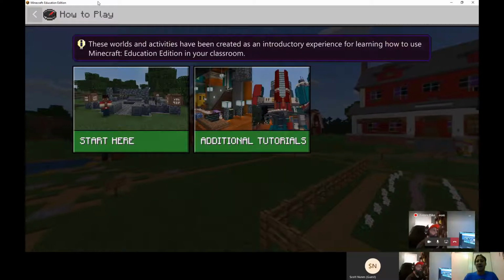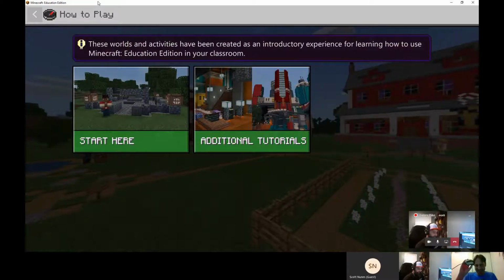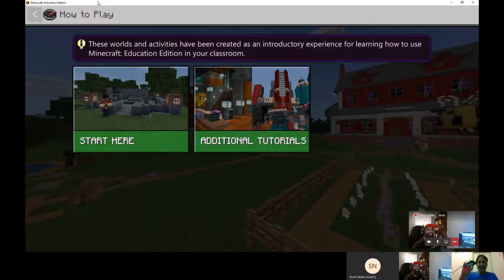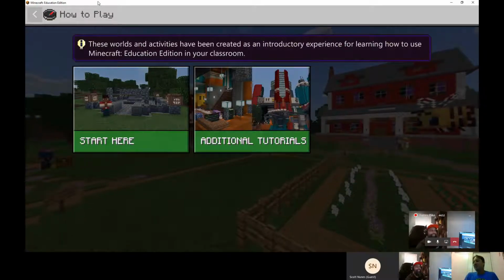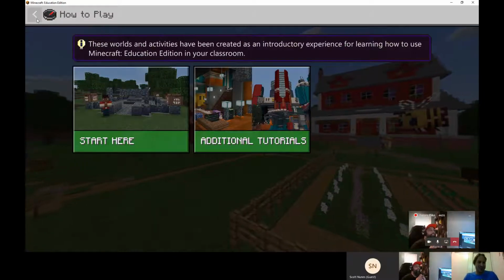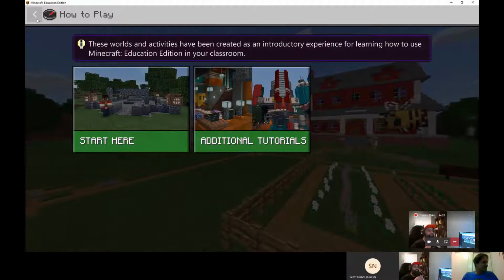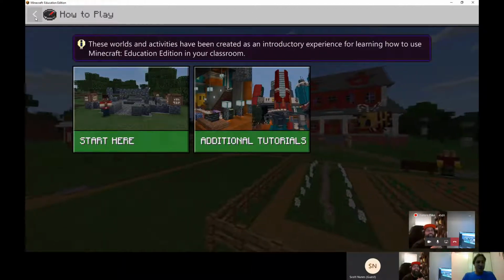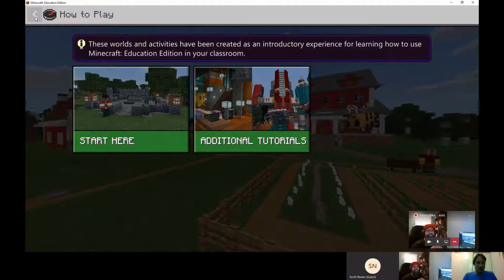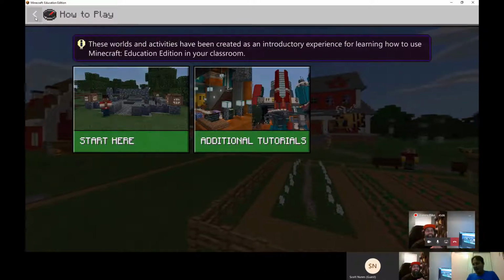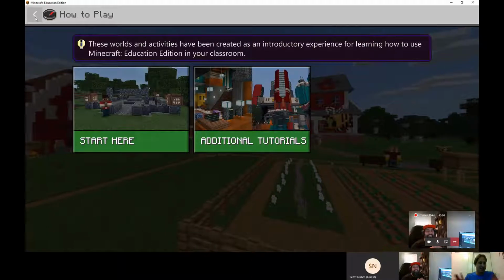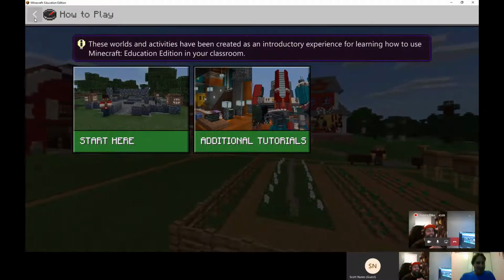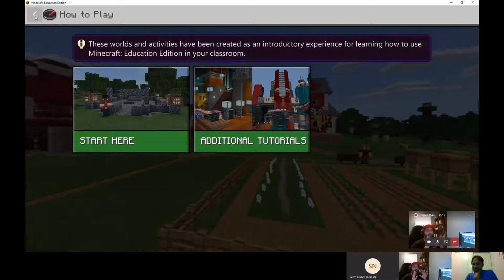Also, do not play Minecraft without a mouse. If you're on a laptop, do not play Minecraft without a mouse. In my years of teaching with Minecraft, I've only seen one kid doing it on a trackpad, and it was amazing. It was weird, but it is so much easier with a mouse. Use a mouse. It makes it so much easier.